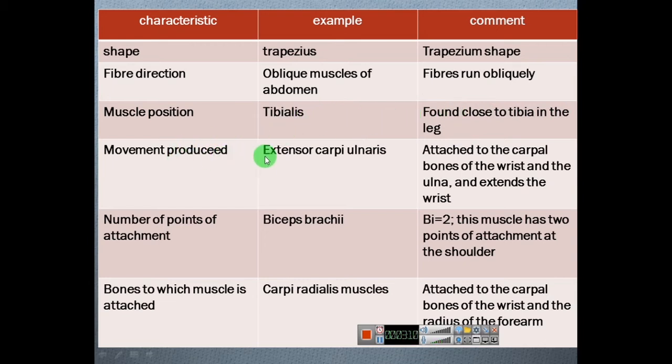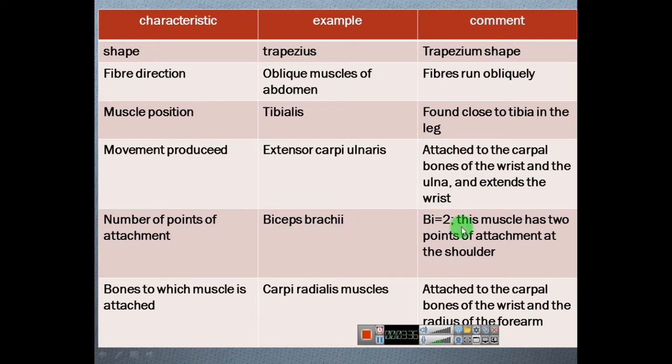Movement: extensor carpi ulnaris, attached to the carpal bones. Can you remember where the carpal bones of the wrist are? Attached to the carpal bones of the wrist and the ulna, and extends the wrist, we call it extensor carpi ulnaris muscle.